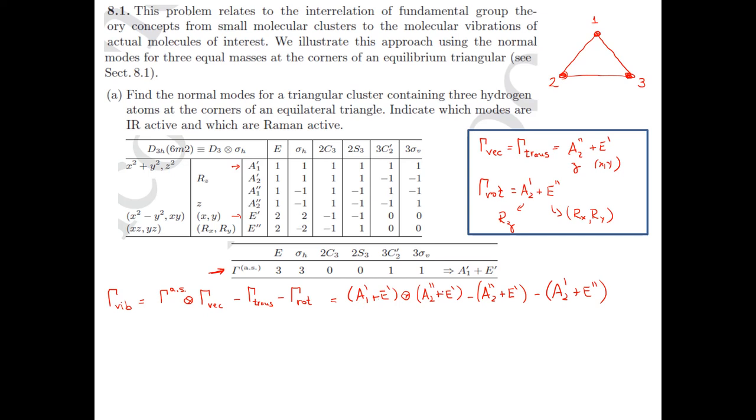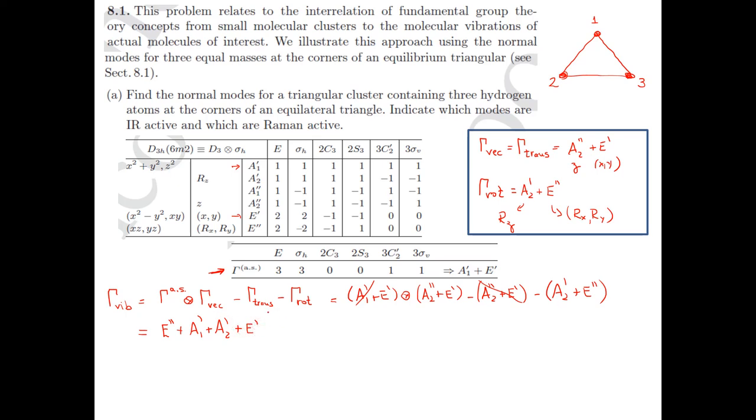You know that this is the same as this, so this cancels with this guy here, right? And so let's do the other products. So I have A2 double prime times E prime. A2 double prime times E prime, you see that you multiply by minus, so this is A2 prime, this is E double prime. Now we have E prime times E prime. We have done this last time, so I'm going to just write the result. This is A1 prime plus A2 prime plus E prime.